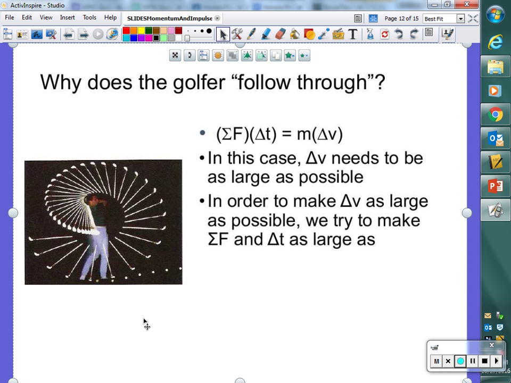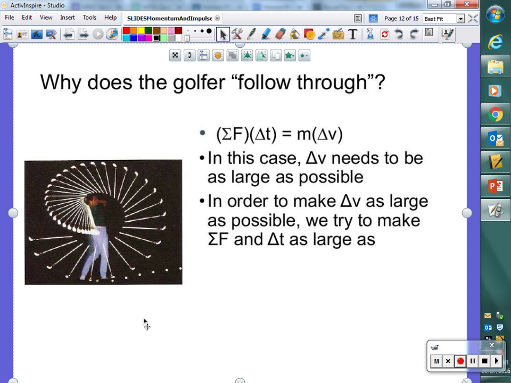Or even think about jumping. When you jump in the air, if you're trying to jump as high as possible, the first thing you do is bend your knees, right? Because now you're pushing off the ground. But when you bend your knees, you have to straighten your legs out. That increases the time that you're pushing off the ground.